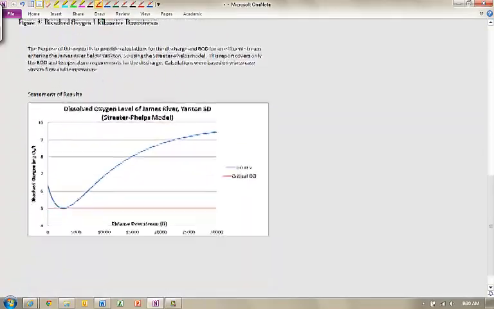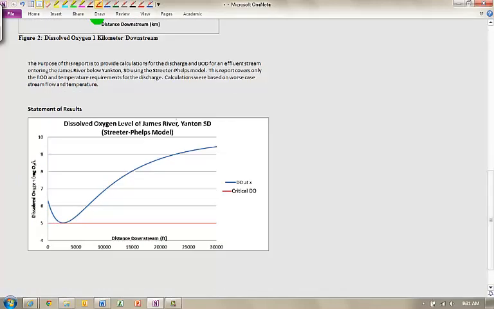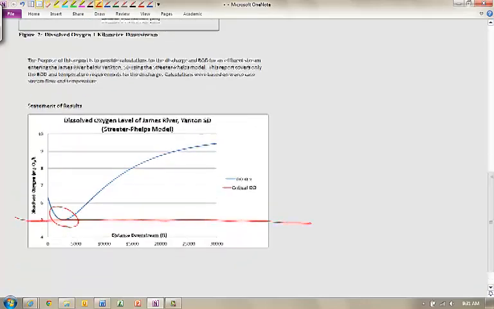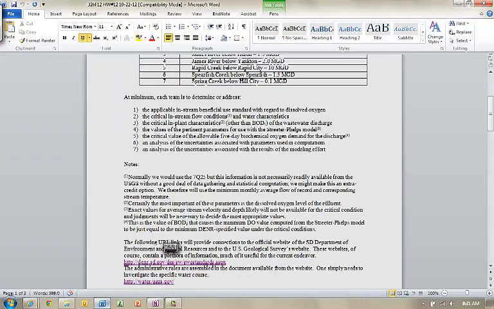These are some examples from some student work before, and this is the James River in Yankton, South Dakota. Look for graphs like this, the critical DO, which would be the DO concentration at some point located downstream. Hopefully that clarifies a little bit. We'll talk more about this on Thursday in class.